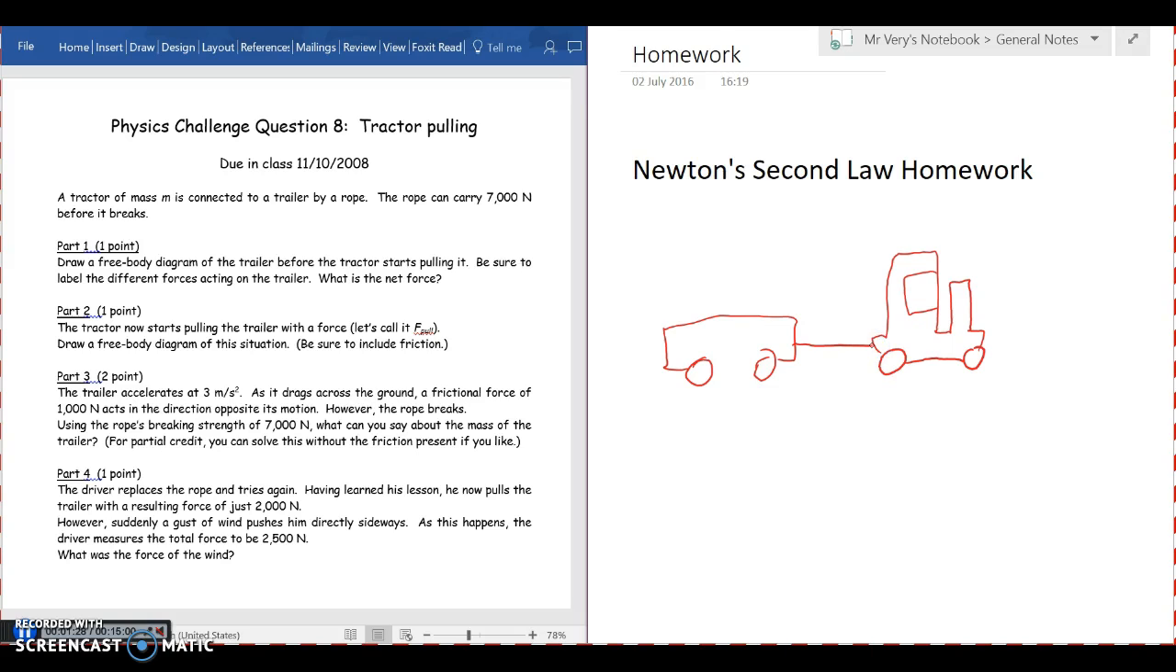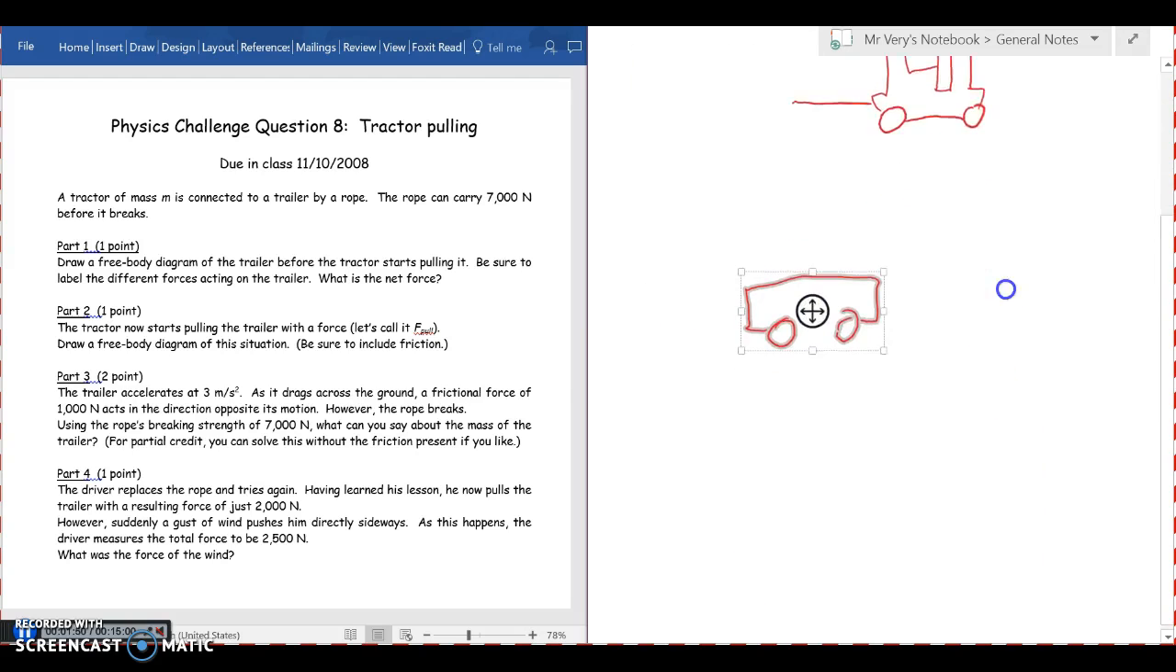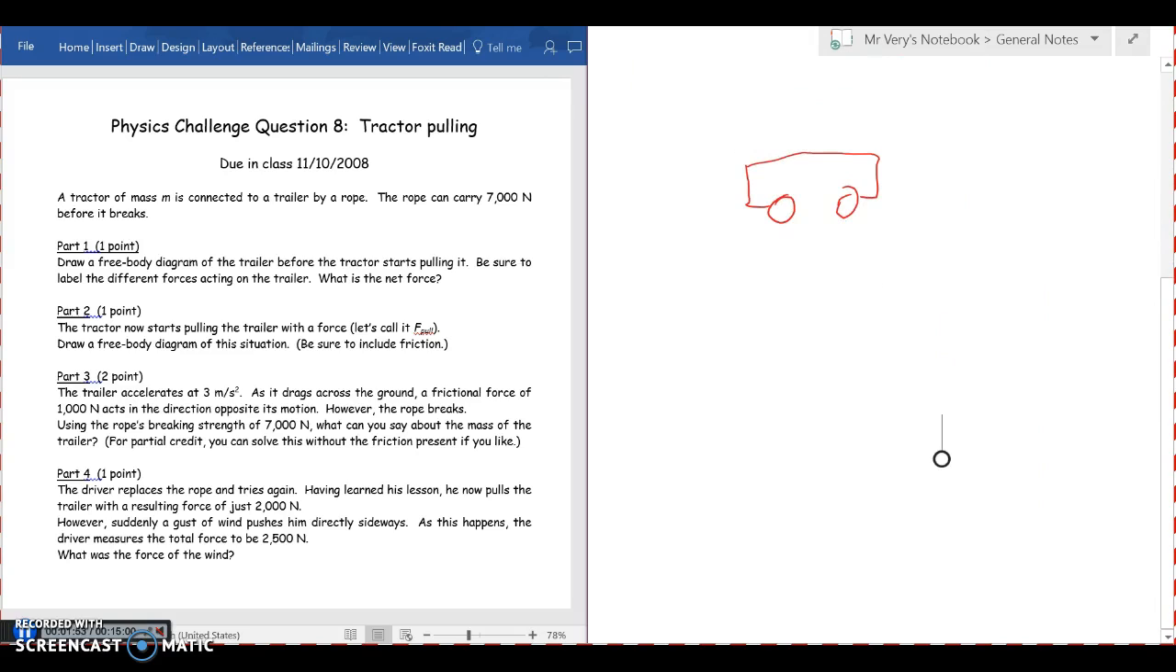Now, a free body force diagram is just where you draw the objects in question, and you label on the object all the forces acting upon it. Now there's something I've done wrong in my help for your answer to part 1. I've drawn both the tractor and the trailer when all you're really asked to draw in this question is the trailer itself. So we'll take that aside and we'll ignore the tractor.